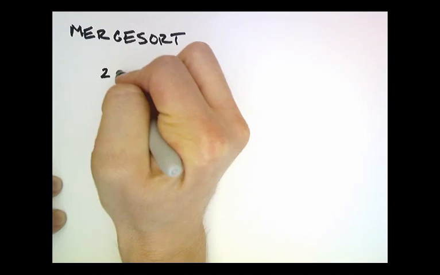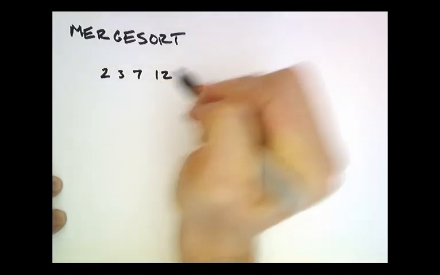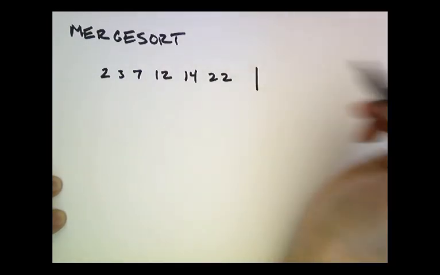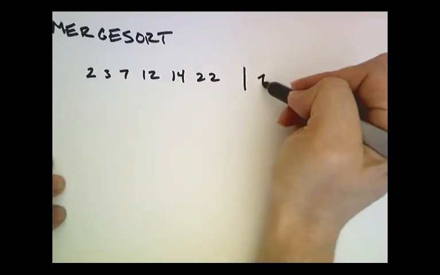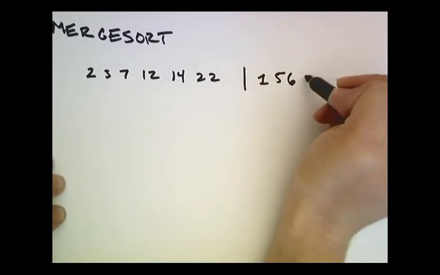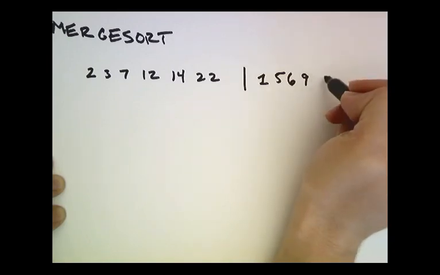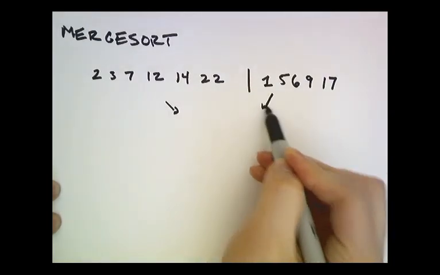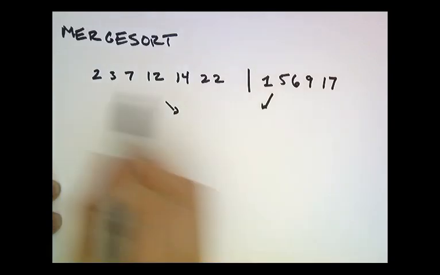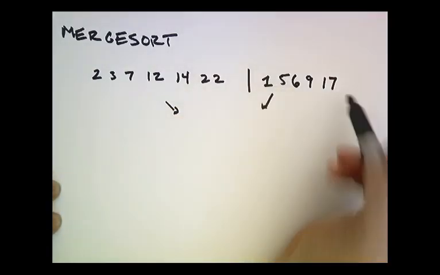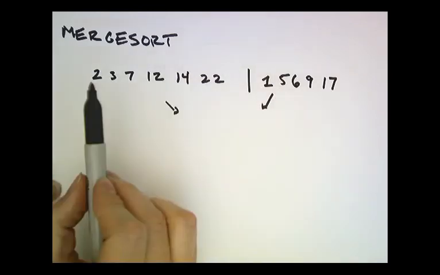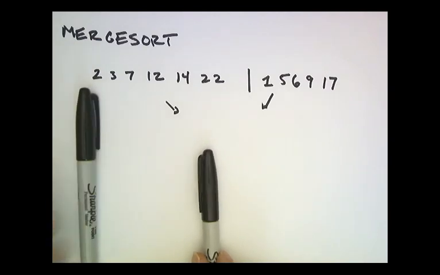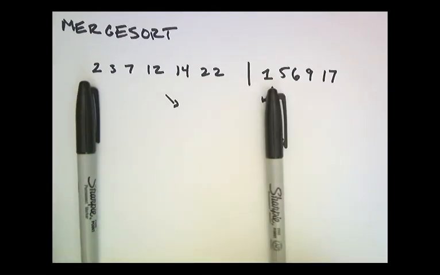So let's say I have the list 2, 3, 7, 12, 14, 22. And then I have another list, 1, 5, 6, 9, 17. And I'd like to merge these two lists to get one sorted list that includes all the elements. So this is sorted list 1 and sorted list 2. Let's merge them together. So we basically start with two pointers. One pointer at the beginning of this list and one pointer at the beginning of this list.